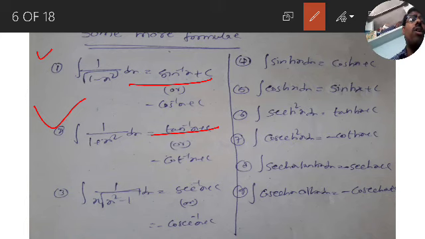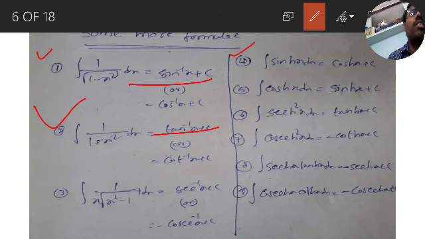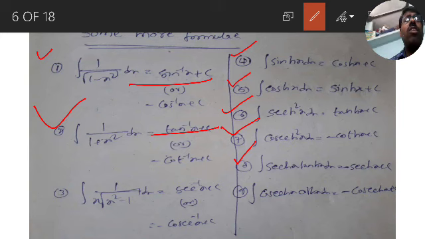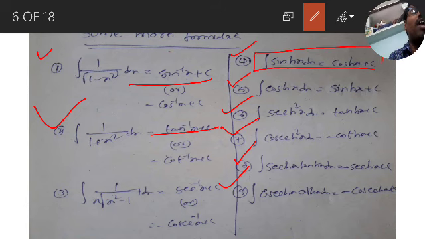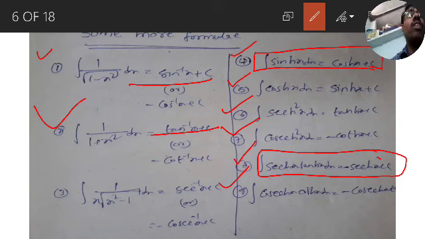Now, hyperbolic. Integration of sinh x is cosh x plus c, integration of cosh x is sinh x plus c, integration of sech square x is tanh x plus c, integration of cosech square x is minus coth x plus c, integration of sech x into tanh x is minus sech x plus c, integration of cosech x into coth x is minus cosech x plus c. Here there is a difference. Integration of sin x is minus cos x, here it is cosh x. Integration of sech x into tanh x is minus sech x here, whereas integration of sec x into tan x is sec x plus c.